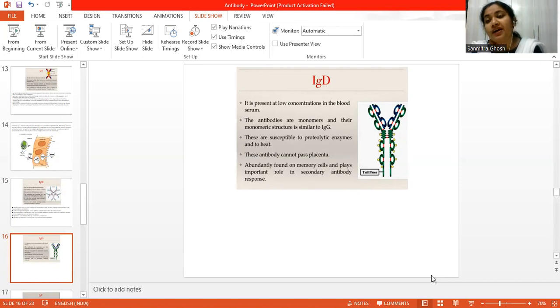So once from the antigenically committed mother B cell, we get the memory B cells and the plasma B cells. In the case of the memory B cells, the BCR, or B cell receptor, present on the surface is normally IgD in nature, and they also play a very important role in the secondary antibody response.